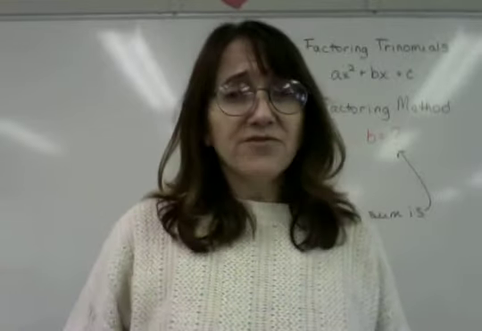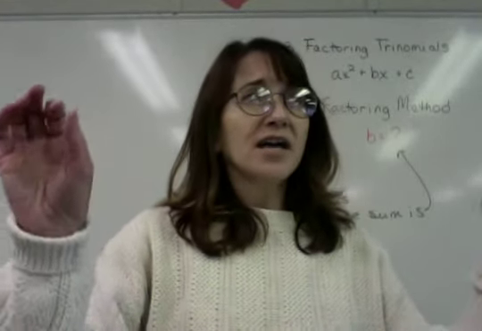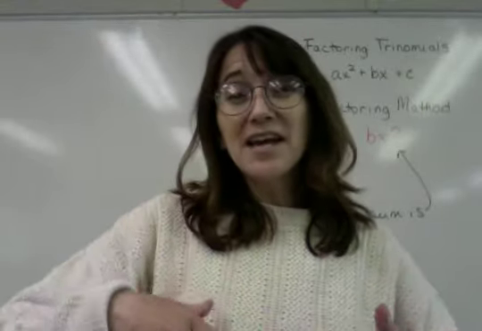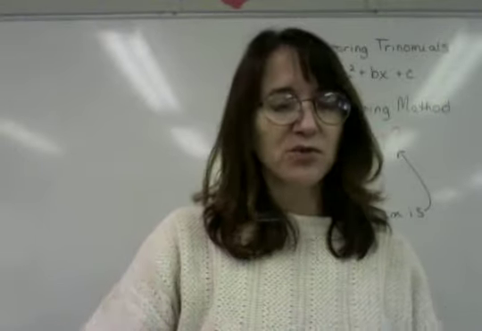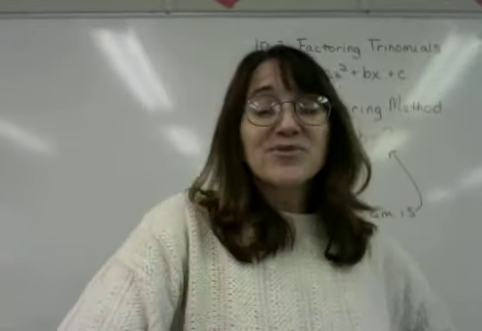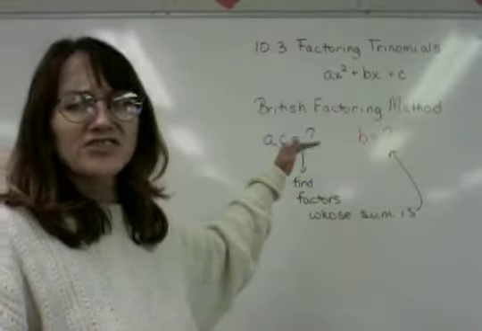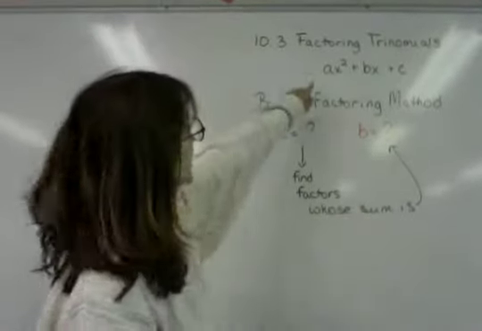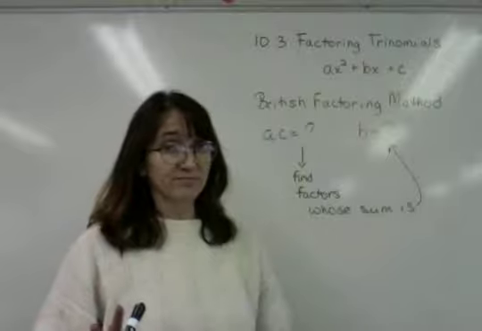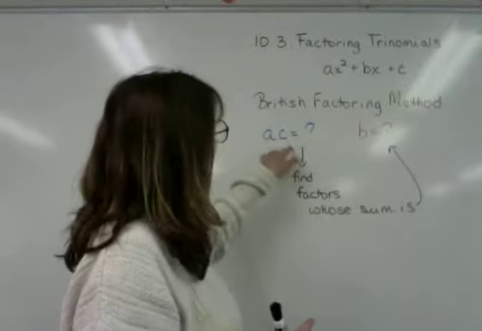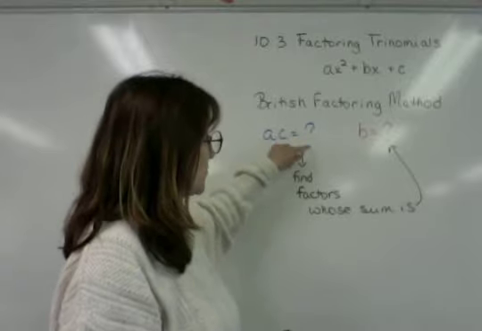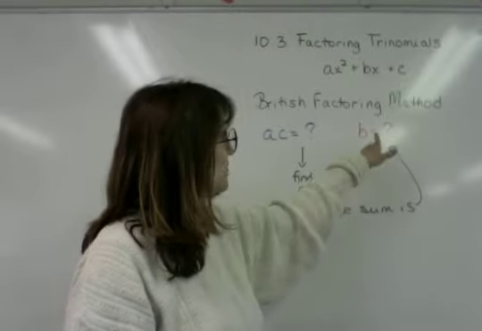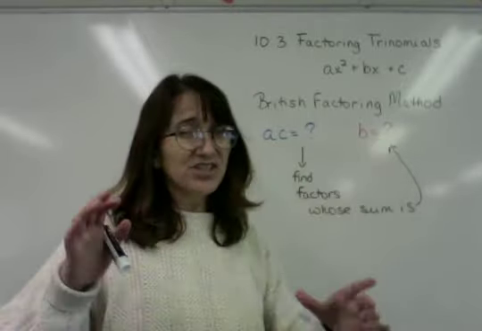You could sit there for days saying, okay, if I can figure out these two and I added this, I'd be able to get this. But there's actually a method to this madness, if you want to quote Hamlet. It's called the British factoring method. In the British factoring method, you multiply A and C together, and whatever you get from that, you find the factors whose sum will be B. So that's just a little bit different.